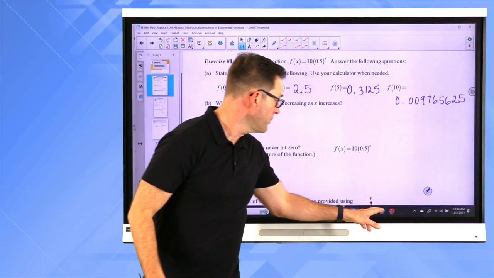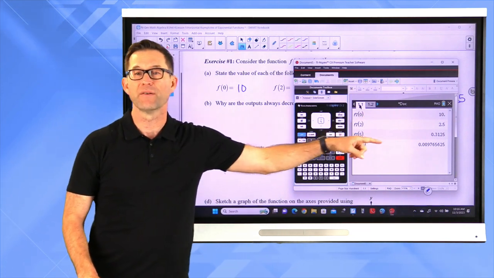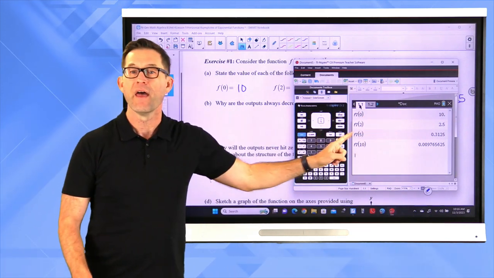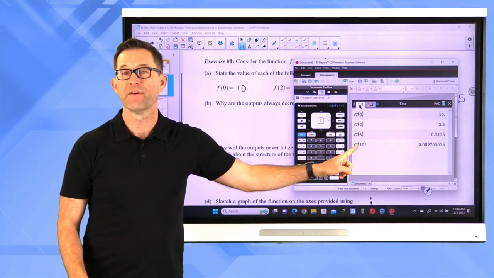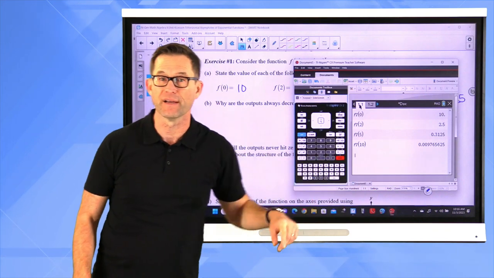Okay, now, let me just bring the calculator back up, because I think it's nice to be able to see the values like this. F of 0 is 10, F of 2 is 2.5, F of 5 is 0.3125, and F of 10 is that ugly looking decimal.